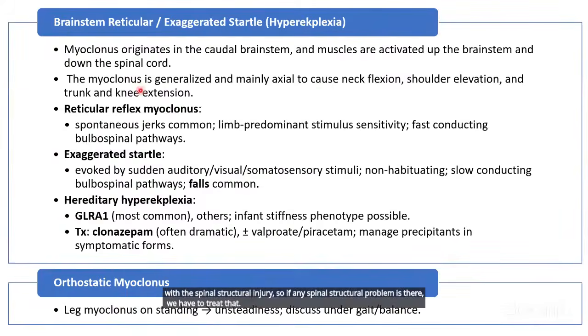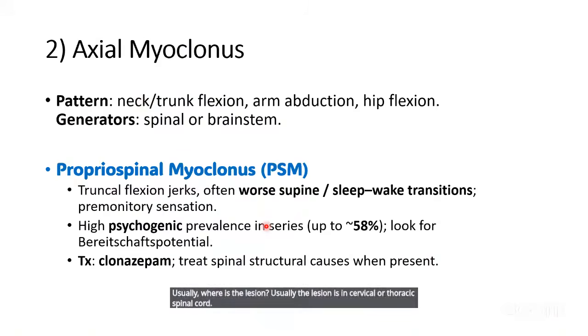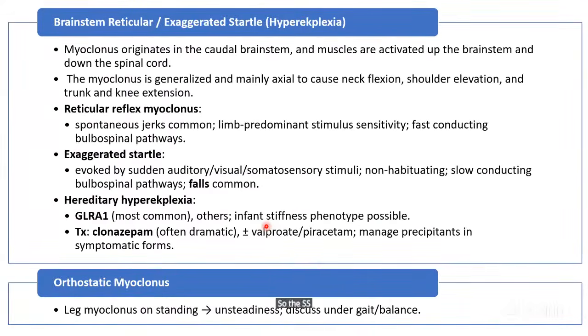Where is the lesion? Usually the lesion is in the cervical or thoracic spinal cord. Usually two or more spinal segments are involved, so that's why they can have multifocal involvement also. So what about the electrophysiology in these patients? The SSEP will be normal, because there is no cortical involvement. And the EEG time-locked pattern is also not seen.